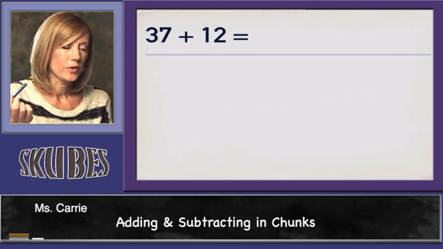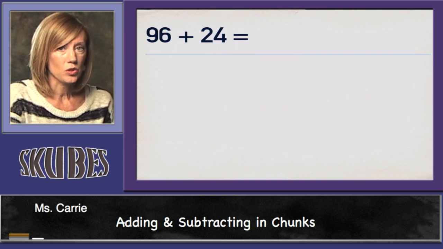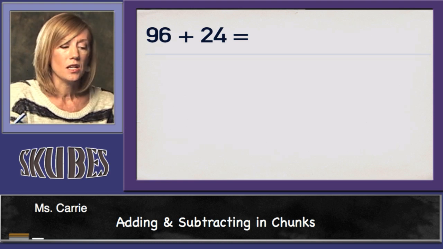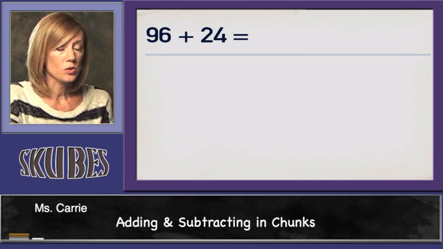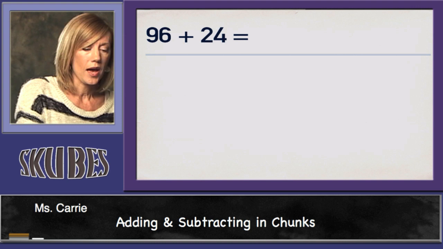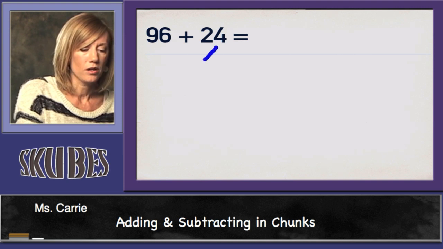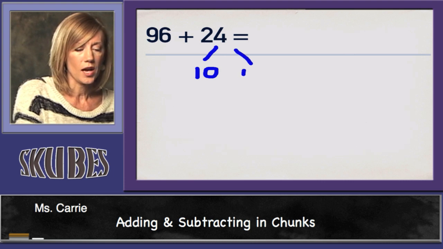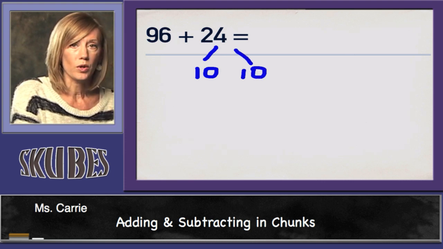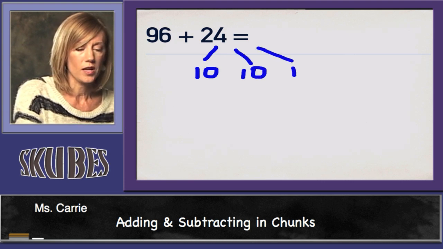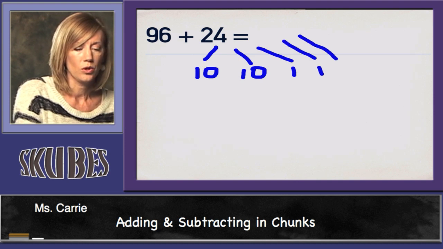Let's try another one. Here we have 96 plus 24. Now remember, I said it's always easier to chunk that smaller number. So let's go ahead and break 24 apart. We have 2 tens, so I'll go ahead and draw our 2 tens. And then we have 4 ones left. So 1, 2, 3, 4.